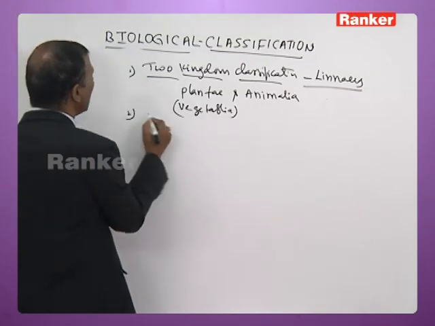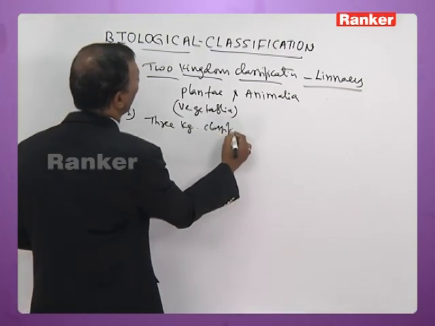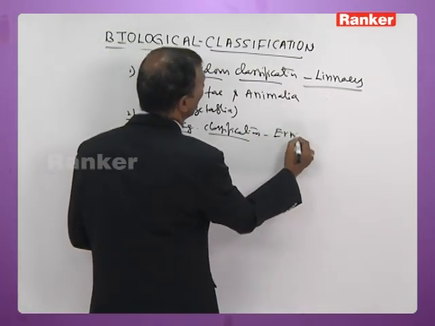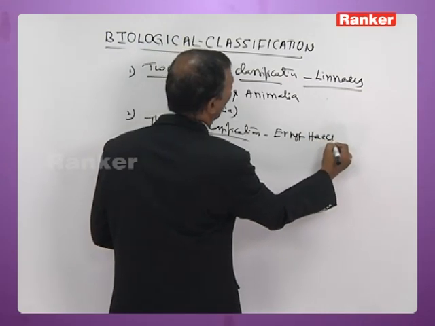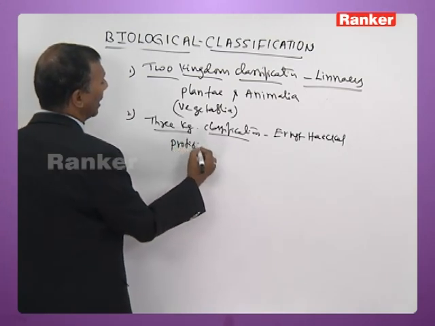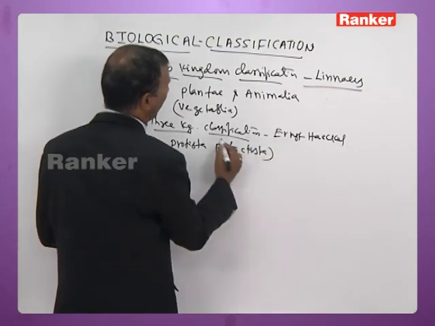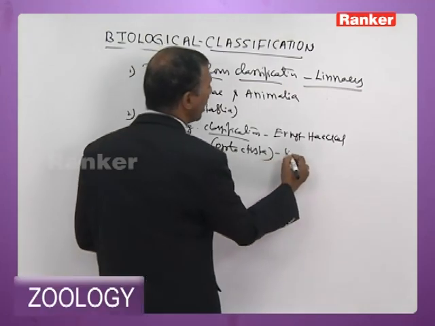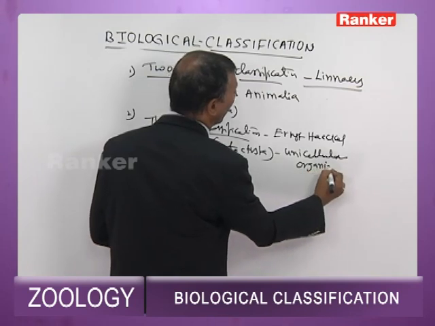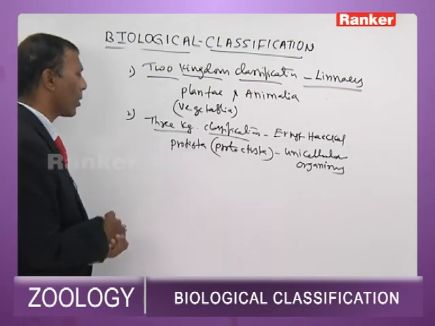Then later on, three kingdom classification was put forth by Ernst Haeckel. Ernst Haeckel divided the organisms into Protista, also called Protoctista. He included all unicellular organisms under this, which is called Protista or Protoctista.